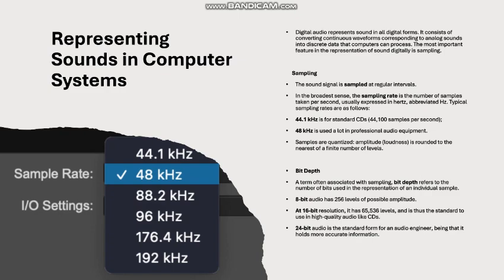In the broadest sense, the sampling rate is the number of samples taken per second, usually expressed in hertz, and typical sampling rates are as follows. There are some examples for sampling, and next one is bit depth. A term often associated with sampling, bit depth refers to the number of bits used in the representation of an individual sample. 8-bit audio has 256 levels of possible amplitude.